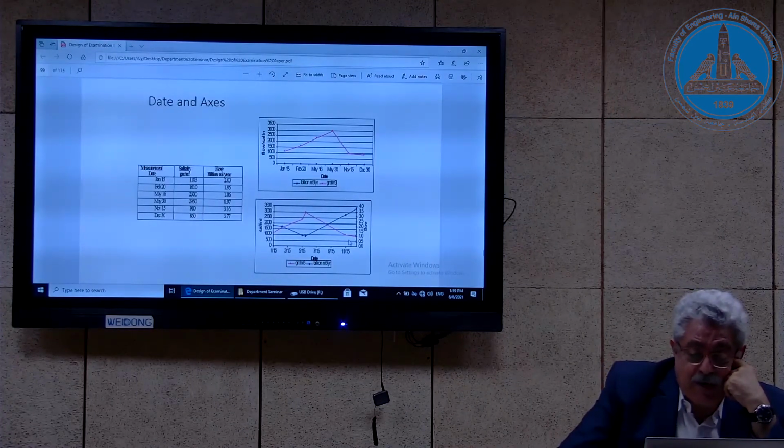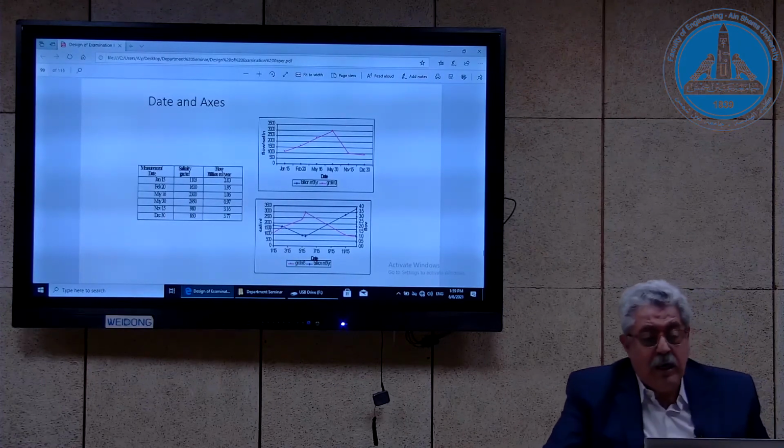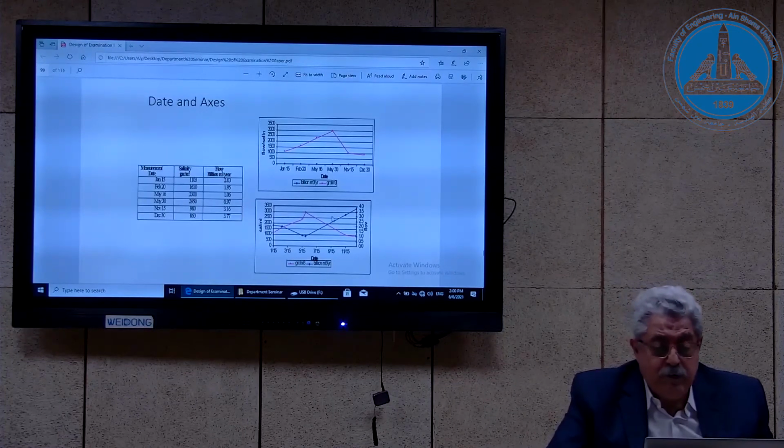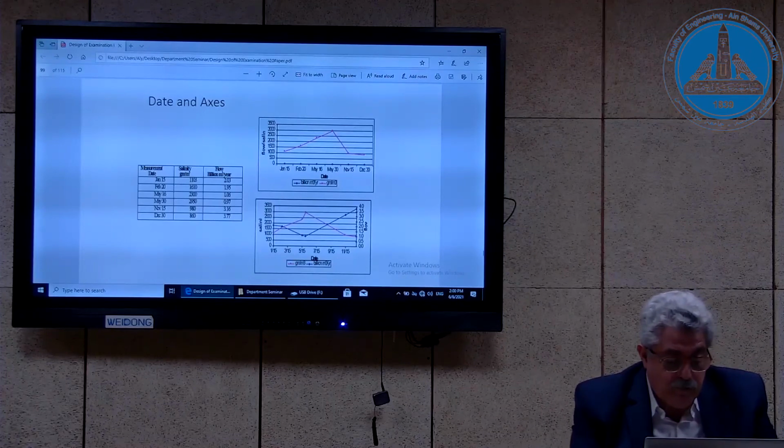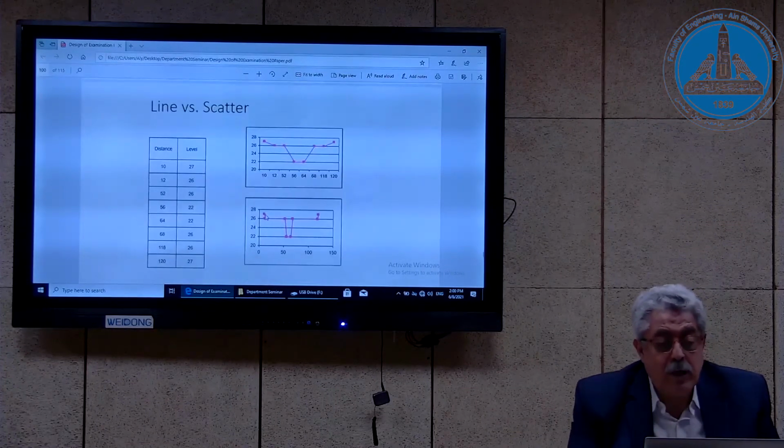Also, this graph is the same as the previous one. We had to use 2 y-axes, one to the left and one to the right, because of the different orders of magnitude of the values of the y-axis.